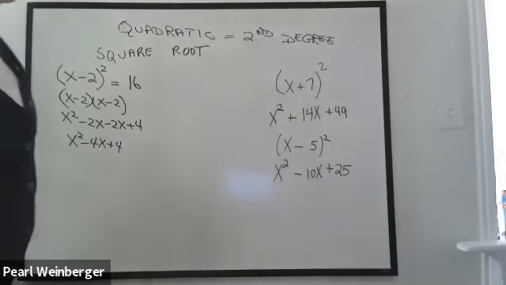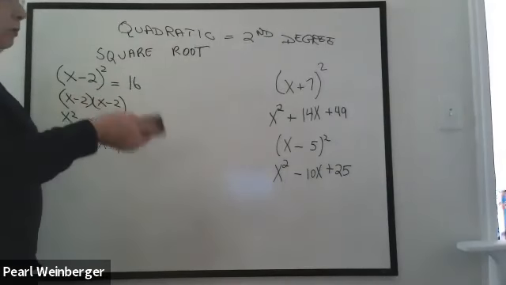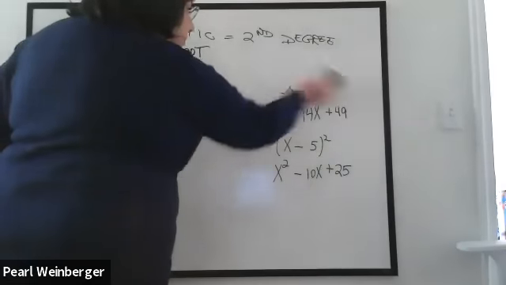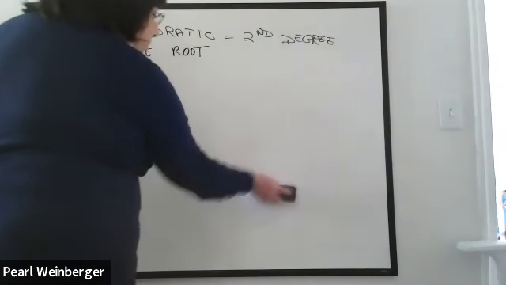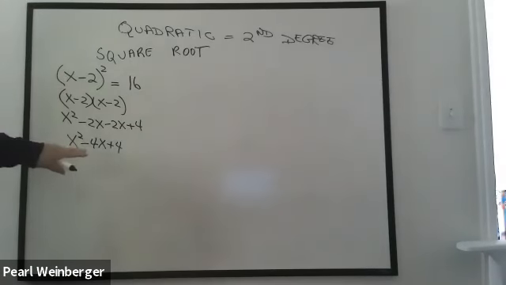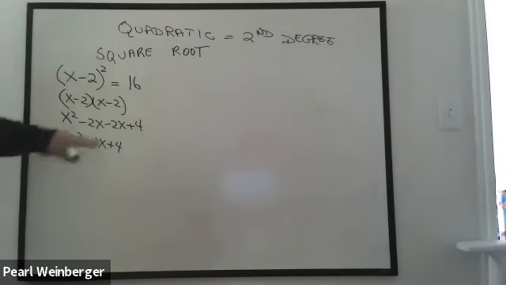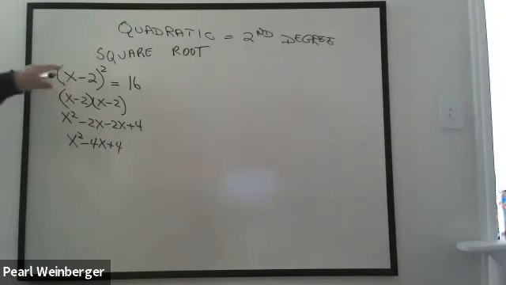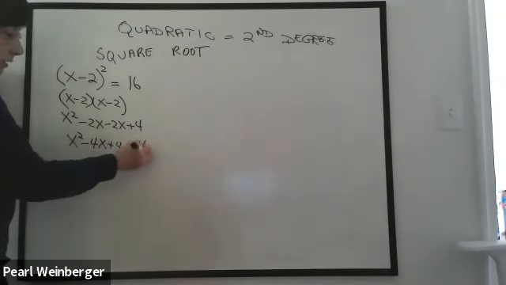Okay, so let's go back. So we're going to remember this quick way of squaring binomials. It may come in handy a little bit later on. But let's go back to this problem. So we did the x minus 2 squared, which gave us x squared. X times x is x squared. The last term is -2 times -2, which is 4. And -2x times 2 is -4x. That's going to be equal to 16.